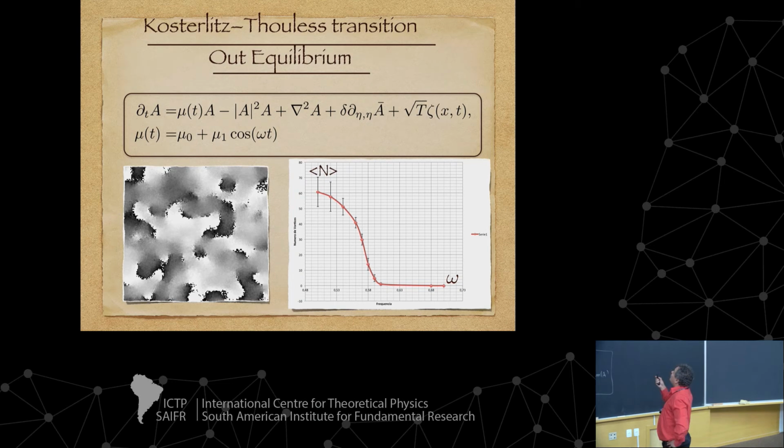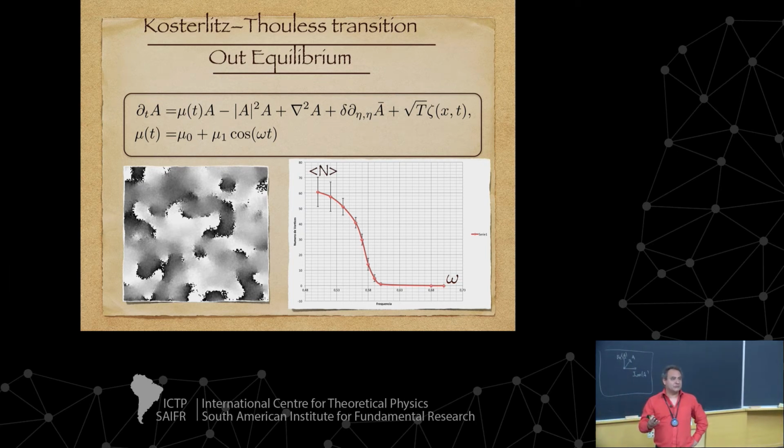So we add two very important ingredients. The electric field depends on the frequency, and we also add noise in order to take into account the fluctuations. The experiment is done at room temperature. Okay, there are fluctuations. So what happened? Here we essentially summarize the numerical results.